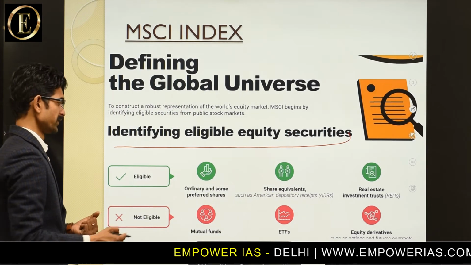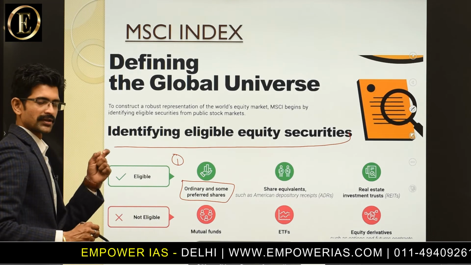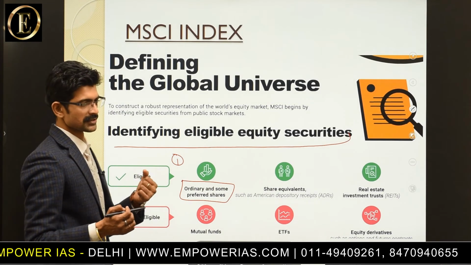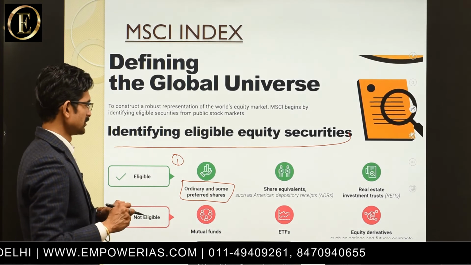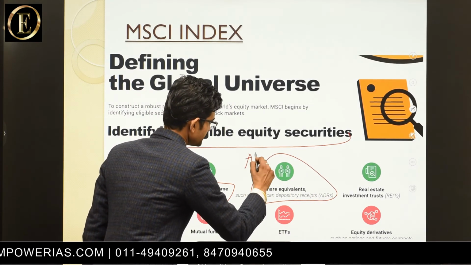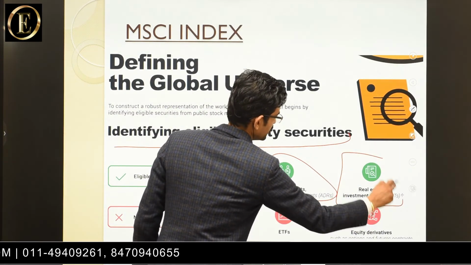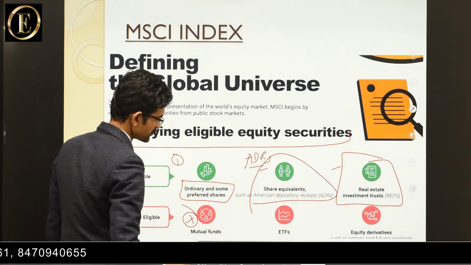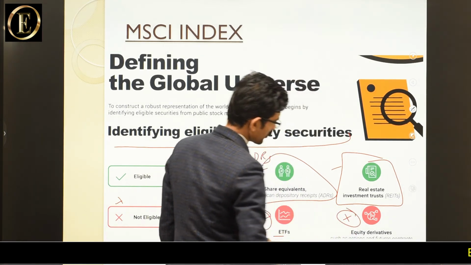Equity securities कहाँ पे मिल रही हैं फ्रेंड्स? पहला ordinary and some preferred shares, shares which are very ordinary in their presence and which are preferred by consumers to buy and sell, such as Reliance Power के शेयर बहुत ही अच्छे चल रहे हैं तो लोग उसे खरीद लेते हैं. In terms of Tata, so these are the viable shares. Then share equivalents such as American Depository Receipts, ADR, are also eligible. Then real estate investment trusts, REIT, are also eligible, and which are not eligible, mutual funds नहीं eligible हैं, then exchange traded funds, ETF, are not eligible, equity derivatives are not eligible.